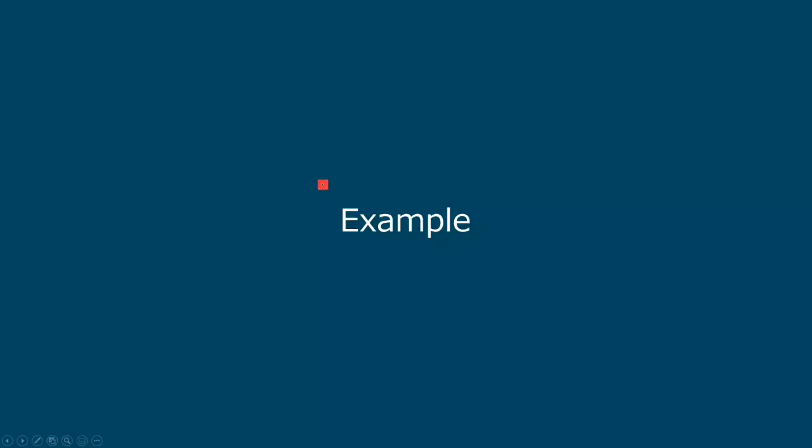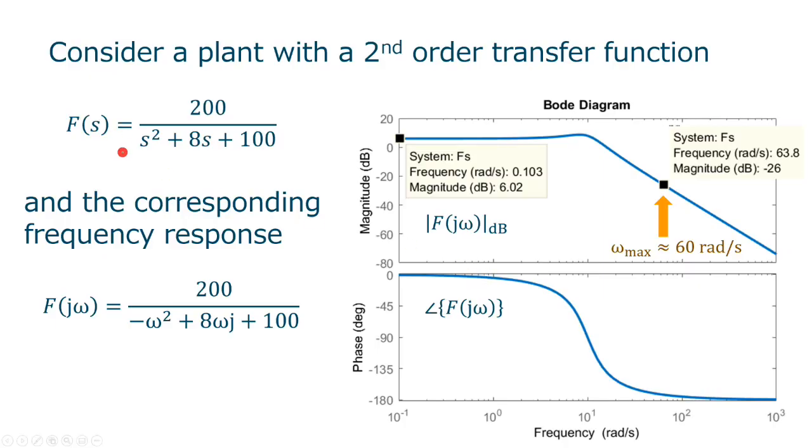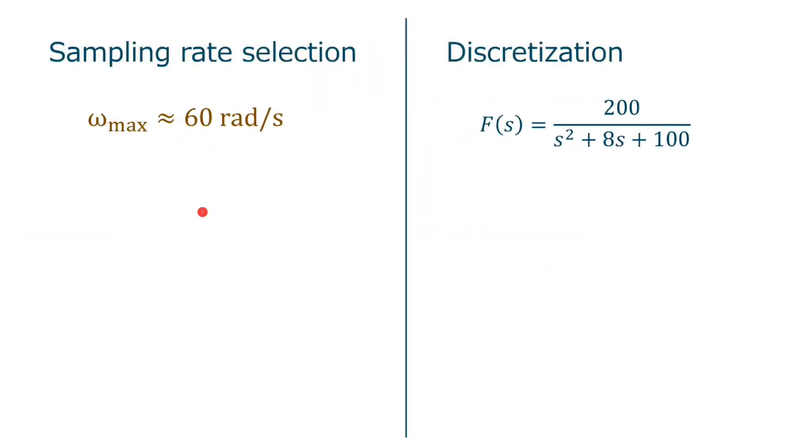So, let's take an example. Let's take this plant with a second order transfer function that has the corresponding frequency response, and from this frequency response, let's plot the bode. And let's say that we have the maximum frequency at this point where we have minus 20 dBs from the initial gain. So this gives a maximum frequency of 60 radians per second. Then, if we multiply by 5, we get the Nyquist frequency. The minimum Nyquist frequency should be 300 radians per second.